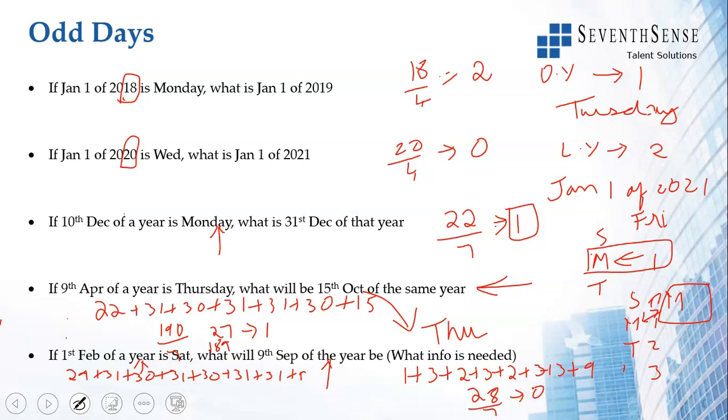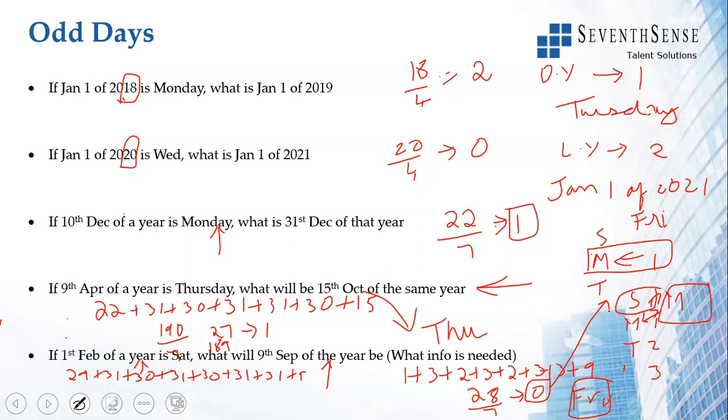If there is no remainder, see, if the week started from Monday, 0 odd days would mean it's a Sunday, 1 day before it. So if the 1st Feb of a year is Saturday, 9th September of the year, there is no odd days, 0 odd days. 9th September of that year will be a Friday. Don't say 0 and make it Sunday.